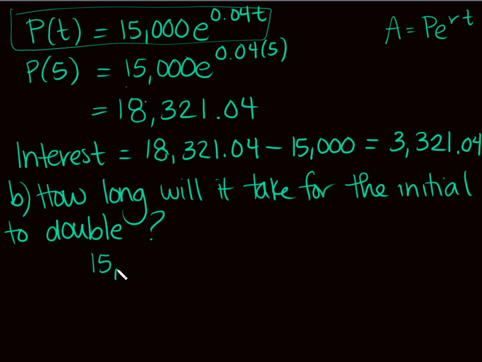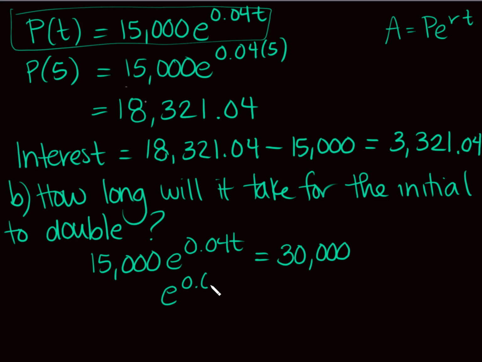So I'm going to take that $15,000, e to the 0.04t, and I want to know how long it will take for it to double. Well, what's double 15,000? That would be 30,000. So the interesting thing about this, notice, I'm going to divide that 15,000 on each side.